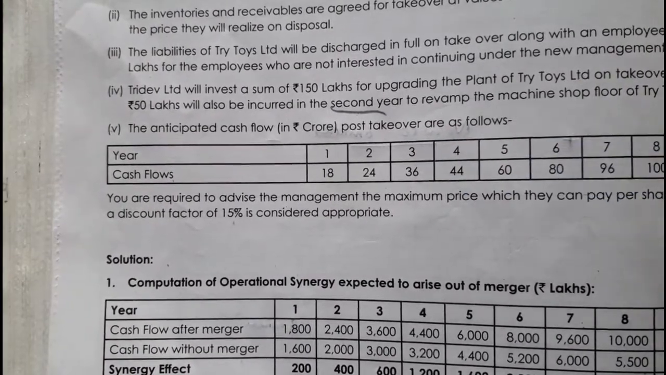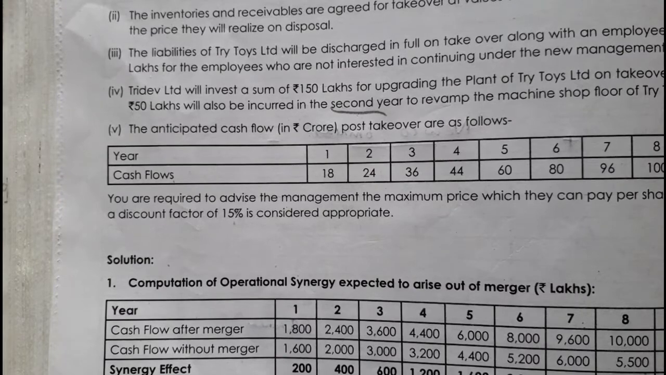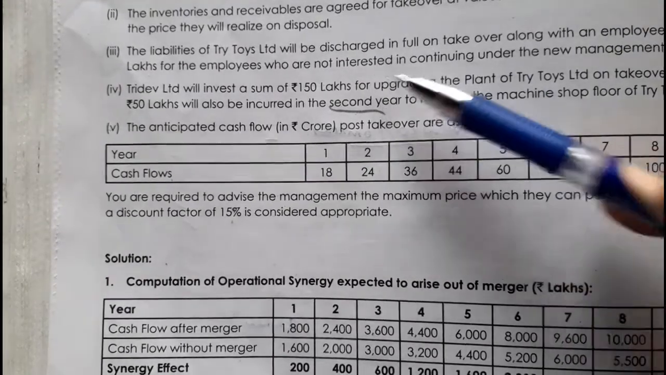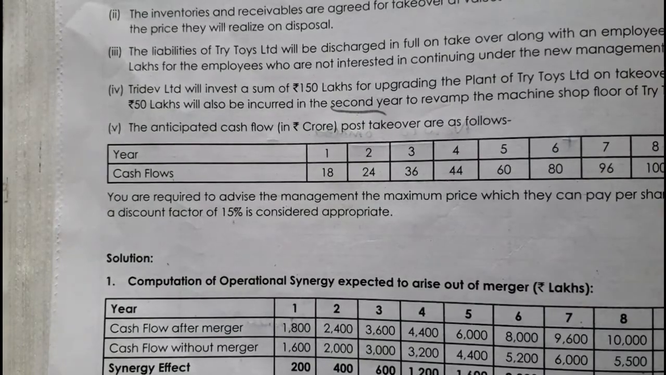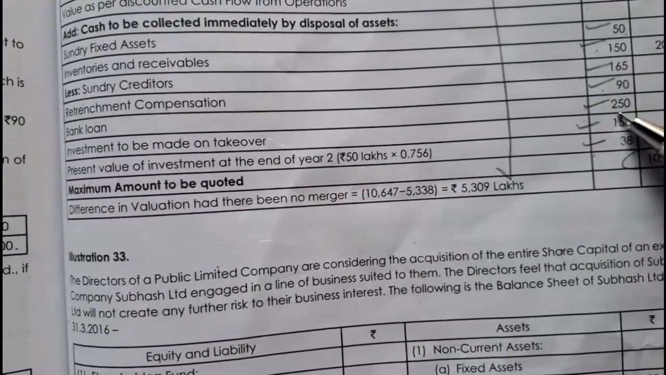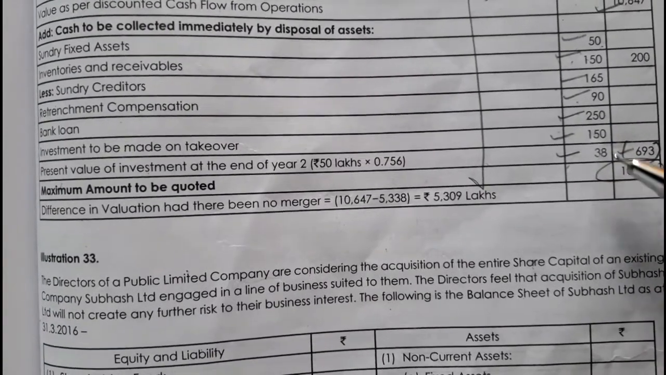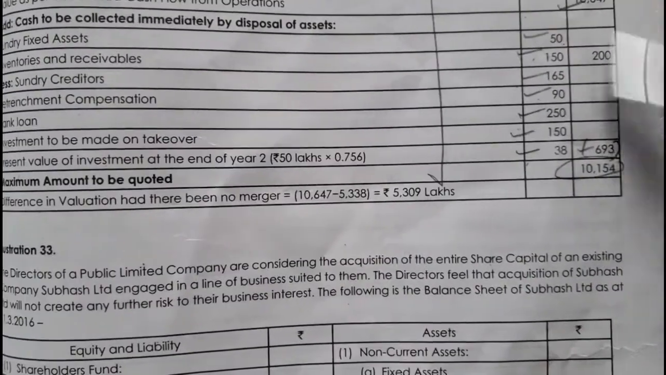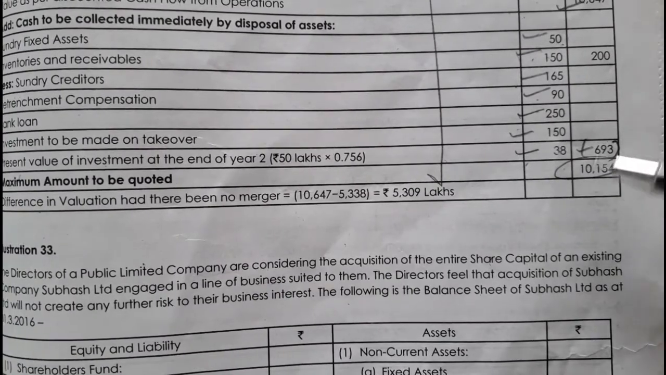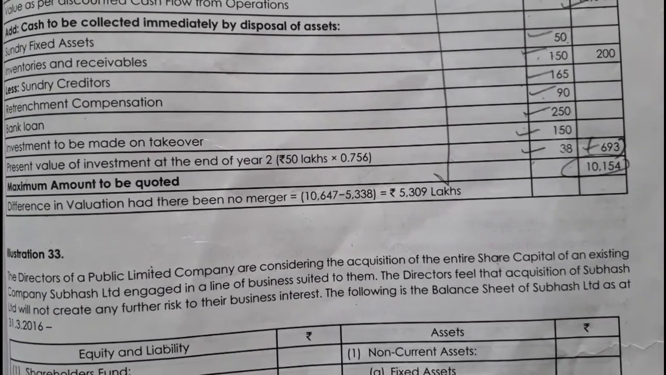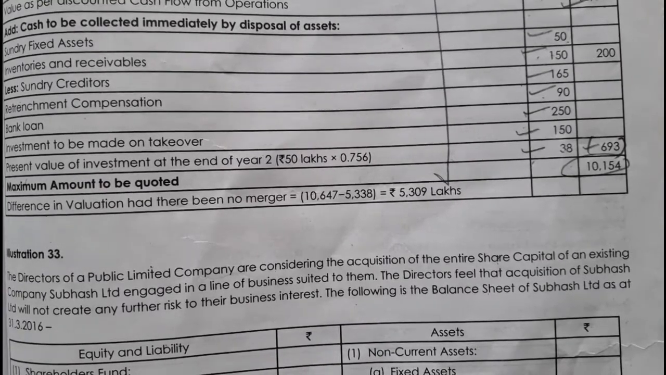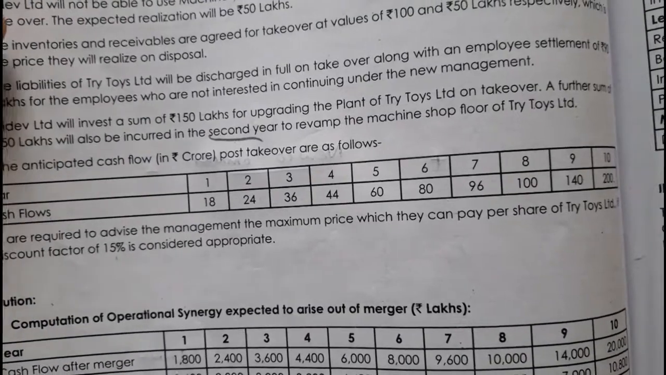Then the fourth point, they are telling that Tridev will invest a sum of 150 lakhs. The company is going to invest 150 lakhs in the Indian company. That means it's a liability for the Indian company. That is 150 lakhs for the first year, and for the second year it's 50 lakhs. For the second year, we have to bring it to the present value. First year it's okay, 150 lakhs. Second year 50 lakhs would be brought to the present value. It would give 38. We'll subtract, and we'll get the maximum amount which is to be quoted. That is the value of the business of Tri Toys company. This is what Tri-Dye Limited should really pay, so this much amount they would quote.